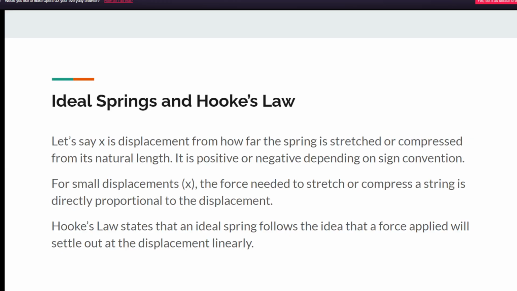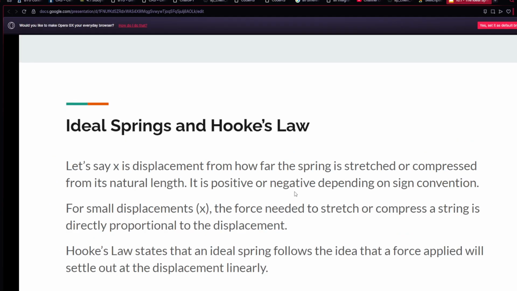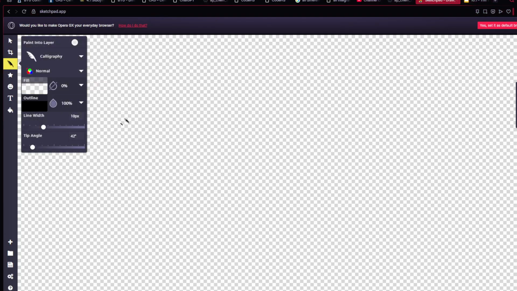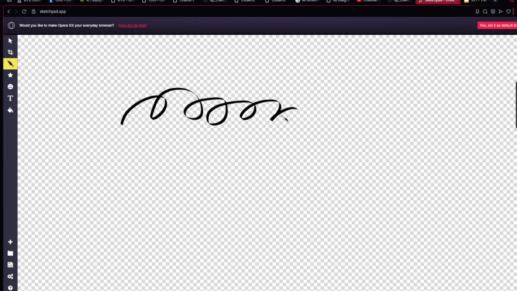Everyone is familiar with the spring, I guess. I'm sure everyone's at least touched a spring in their life. Let's say x is the displacement, how far the spring is stretched or compressed from its natural length. For small displacements x, the force needed to stretch or compress a spring is directly proportional to the displacement. Hooke's law states that an ideal spring follows the idea that a force applied will settle out at the displacement linearly. That all seems pretty difficult to understand, but let's just take a spring right here.